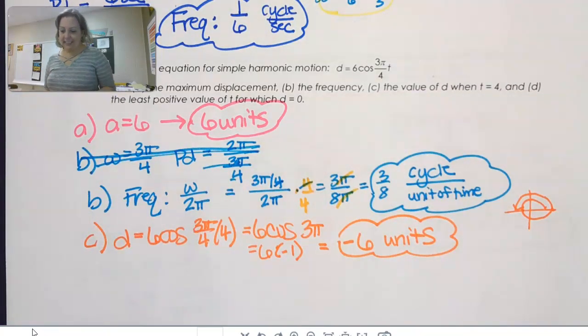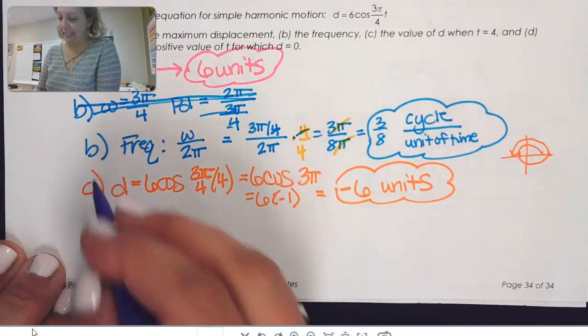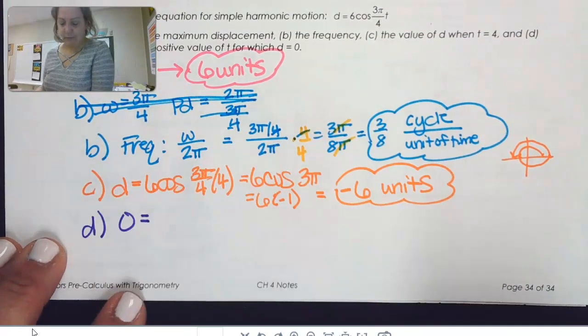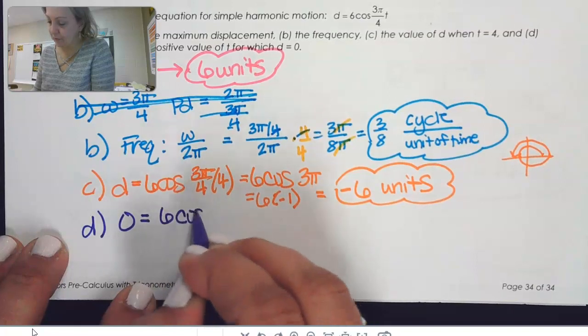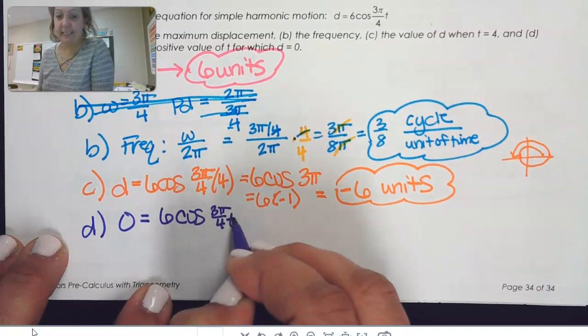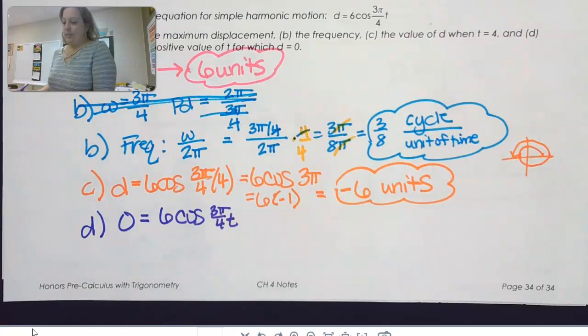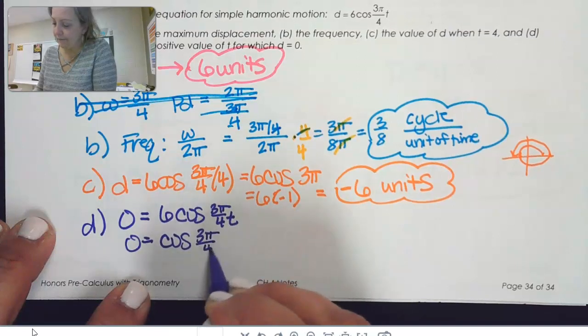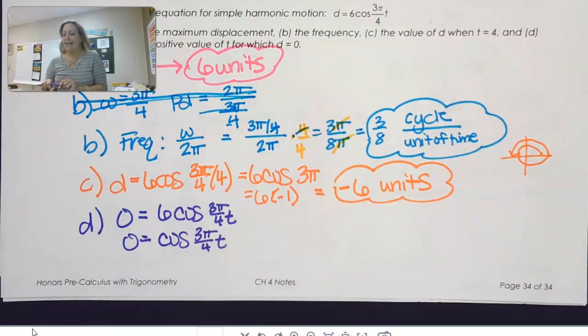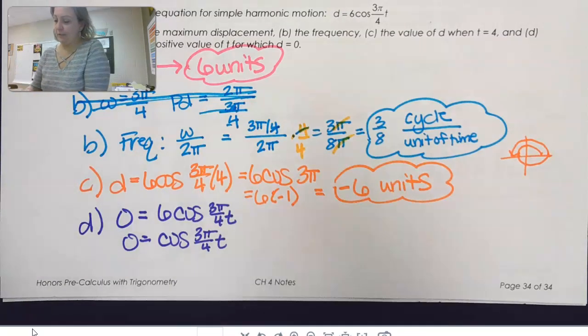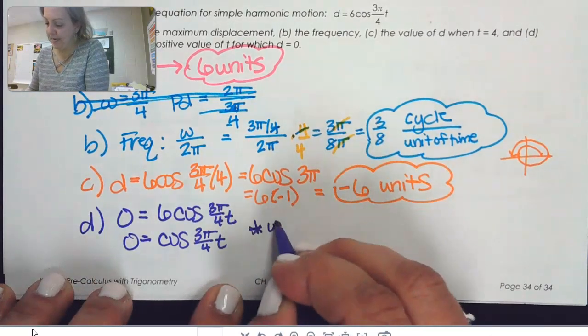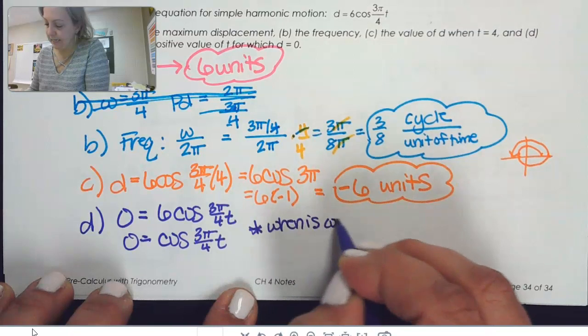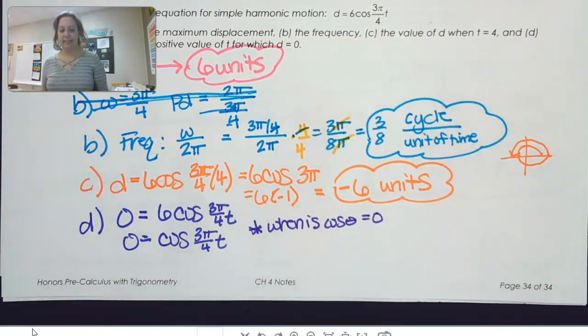And then finally in letter D, it says the least positive value of t for which D equals 0. So again, let's let D equal 0, and we're going to put 6 times the cosine of 3 pi fourths t. And let's solve for t. So we can divide by 6. So I get 0 equals the cosine of 3 pi fourths t. And essentially, I want to try to find what t is. And so right now, let's just think about this. When is the cosine of theta equal to 0?